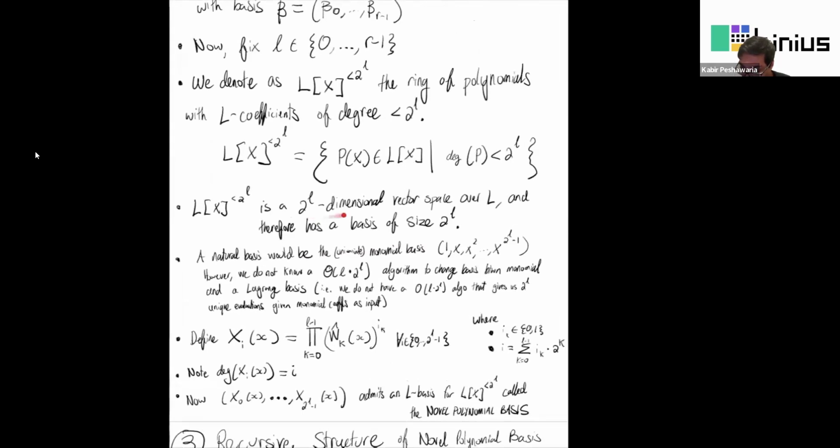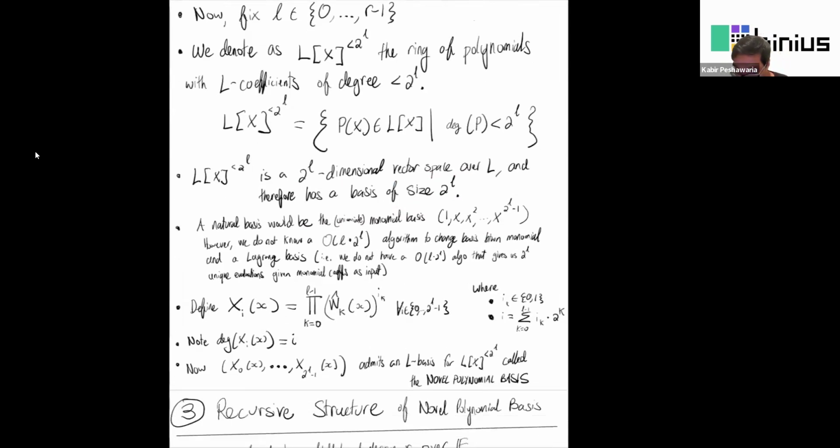So if this is a 2 to the little l dimensional vector space, it must have a basis of size 2 to the little l. The natural basis would be the univariate monomial basis, 1, x, x squared, and so on. However, we do not know a theta of L times 2 to the little l algorithm to change basis between monomial and Lagrange. So that's a problem.